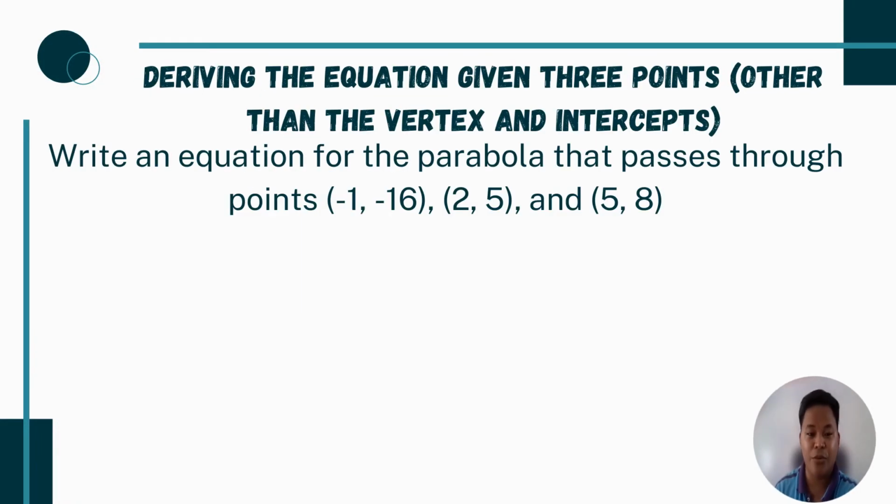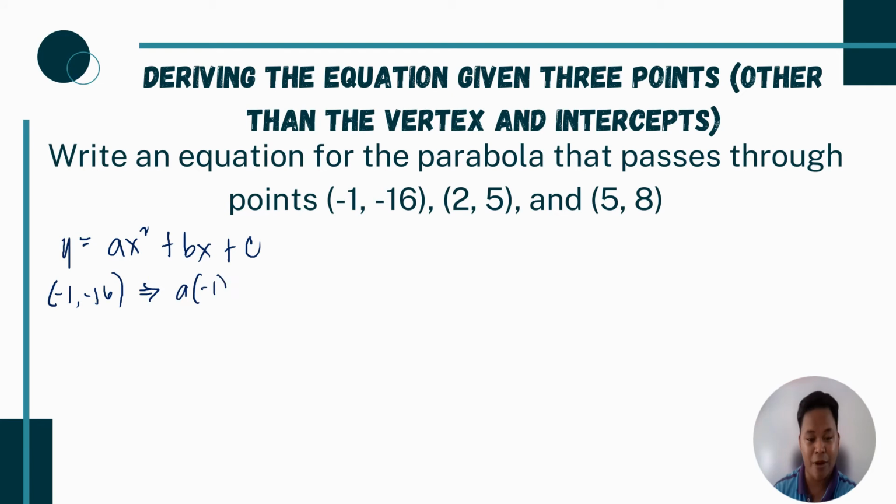In this slide, we're going to write an equation for the parabola that passes through the points (-1, -16), (2, 5), and (5, 8). We're going to use the quadratic function y is equal to ax squared plus bx plus c.